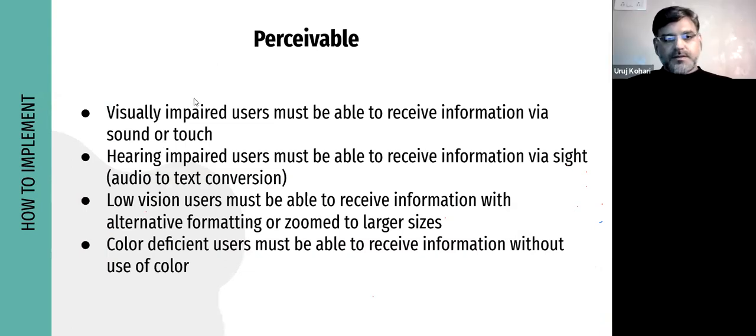Also, let's try to ensure that this is understood in very layman language, and how we really implement it, and what the success criteria should be. That is nothing but ensuring that visually impaired users must be able to receive information via sound or touch or haptic feedback. You all know about those things, right? Or people who are not able to hear, they are able to receive information through different ways, such as audio to text.